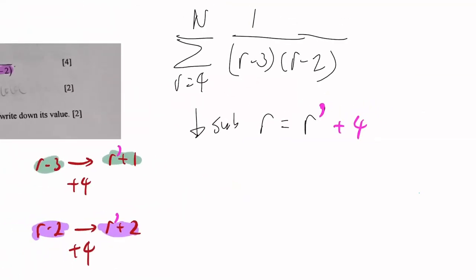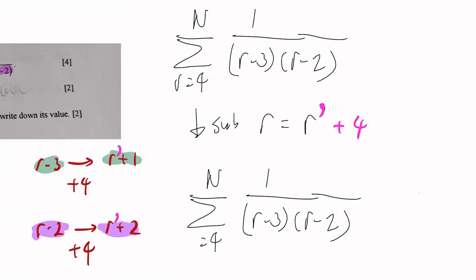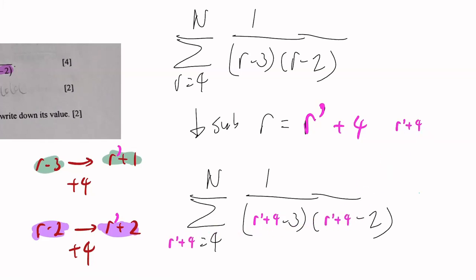Copy and paste the expression, but replace the R everywhere that had an R with R prime plus 4. R prime plus 4 everywhere. If I can just write it neatly and copy and paste. Okay, paste it here and then paste it there, as well as there. Okay, and then we are done. Everywhere that had an R, replace with R prime plus 4.